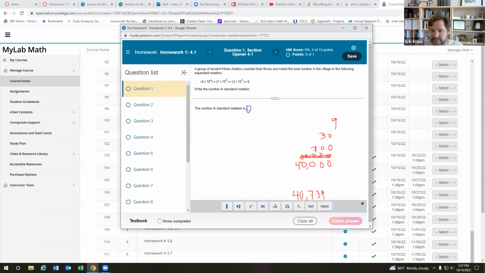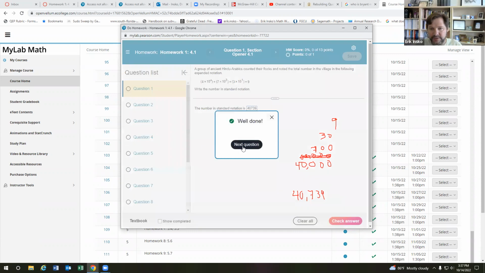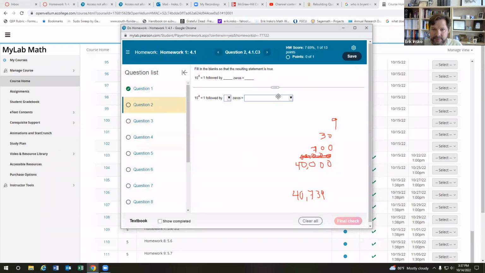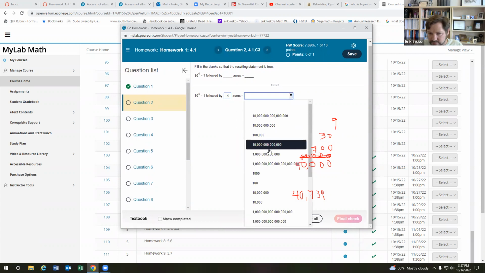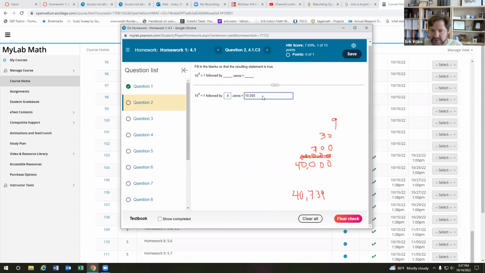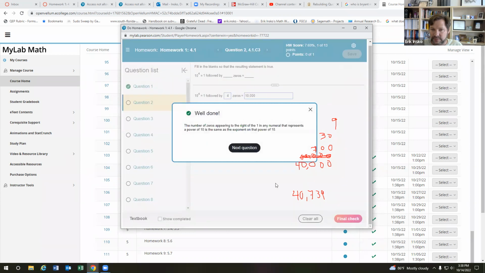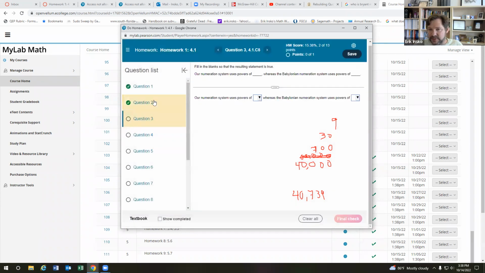So stop. 40739. Check answer. Okay, so it gave us that one correctly. Okay, question 2. Fill in the blanks so that the resulting statement is true. So 10 to the 4th is 1 followed by 4 zeros. And where's the 4? And then you have to find that. So it's 10,000. 10 to the 4th is 10,000. I'll check. Cool. Okay, so this just continues on like that.